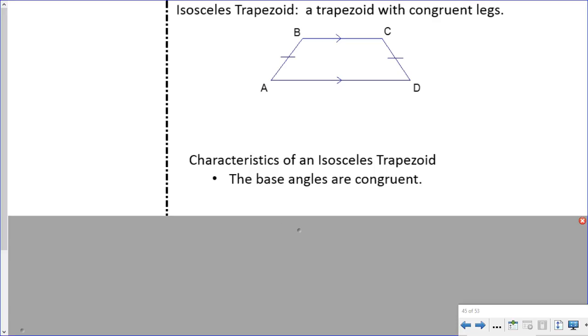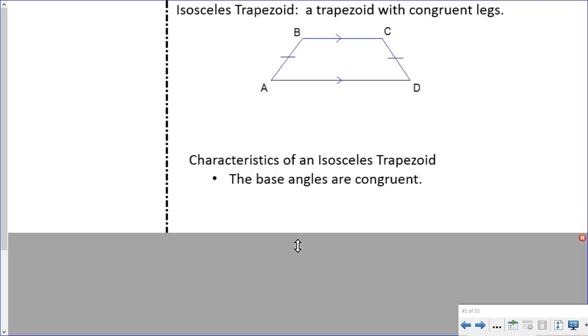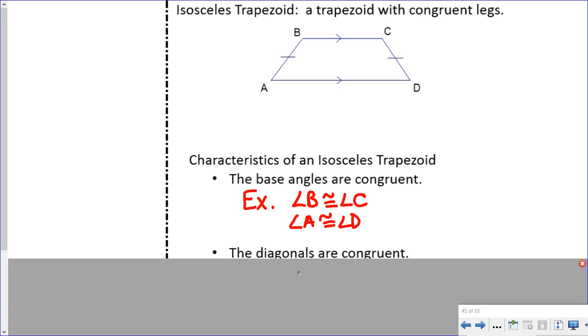But we've got some characteristics of an isosceles trapezoid that we didn't have with a regular trapezoid. And one of them is that the base angles will be congruent to each other. So in my example, more specifically, angle B is going to be congruent to angle C because it's within a pair. It doesn't mean all four are congruent to each other, because if all four angles were congruent, it would no longer be a trapezoid, it would be a rectangle. But angle B is congruent to angle C, and we would know angle A is congruent to angle D. So both pairs, you've got two sets of congruent angles.